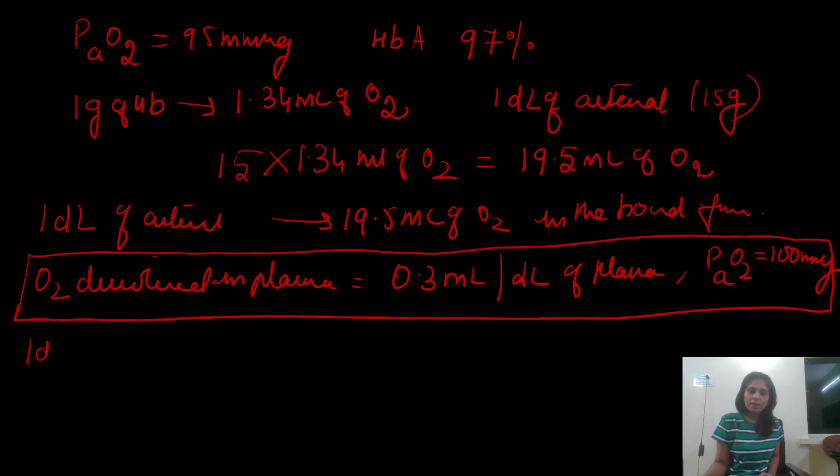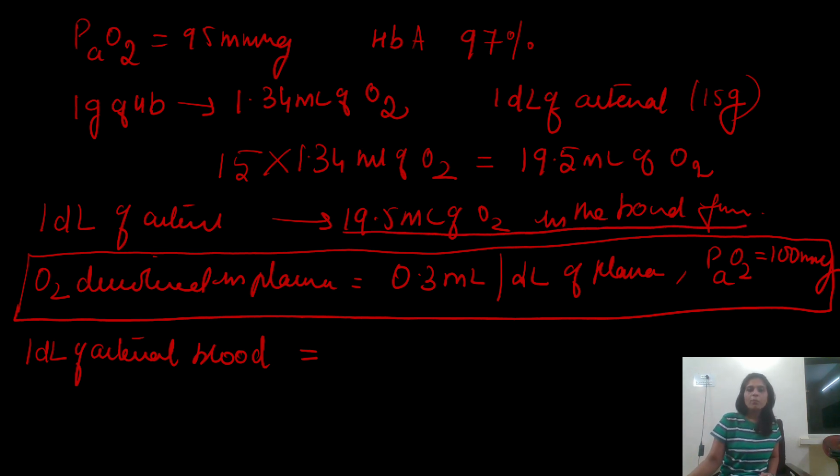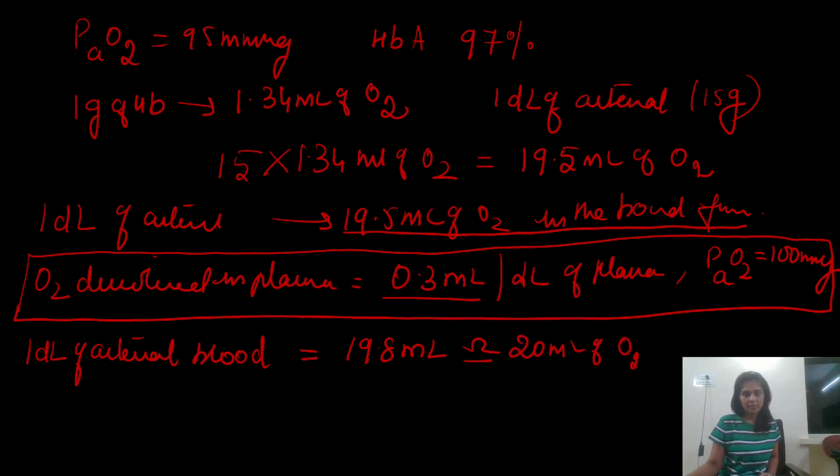So put together, 1 deciliter of arterial blood will totally have how much oxygen? I said 19.5 ml of oxygen in the bound form, 0.3 ml of oxygen in the dissolved form. So put together it is 19.8 ml, approximately 20 ml of oxygen. Are you clear so far? 1 deciliter of arterial blood has got 19.8 or 20 ml of oxygen totally.